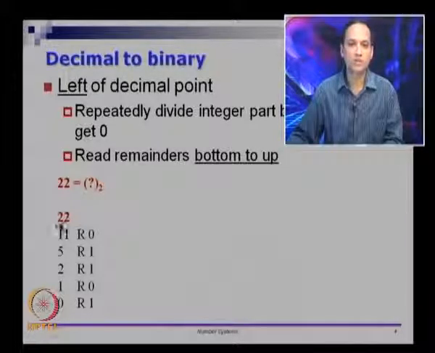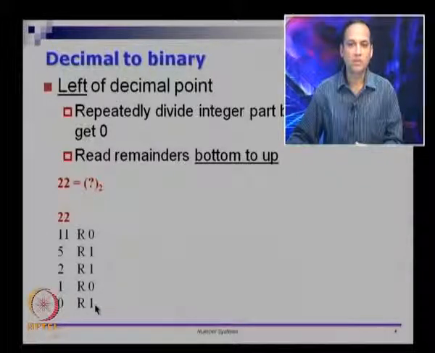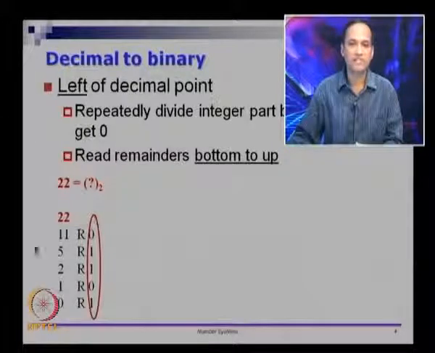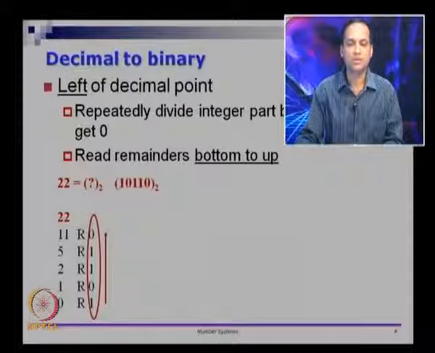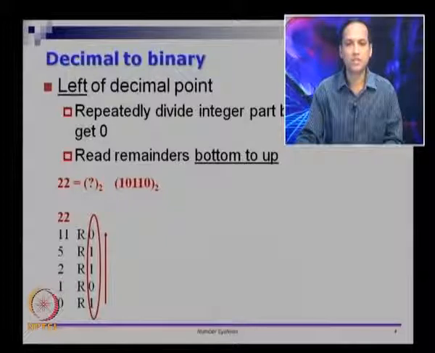What you have to do is, you have to start with the number and keep dividing until you get 0. So the remainder may be 0 or 1, but you have to stop at the moment you get quotient equals 0. Once you stop, the rule to read this is read from bottom to up. We take only the remainders, we do not need the quotients, and we go bottom to top. If you read this here, it is 1 0 1 1 0. So 22 is 1 0 1 1 0 in base 2.